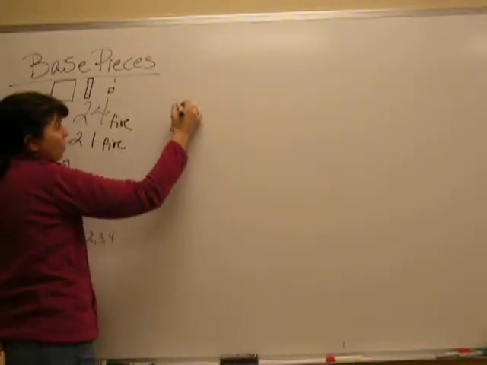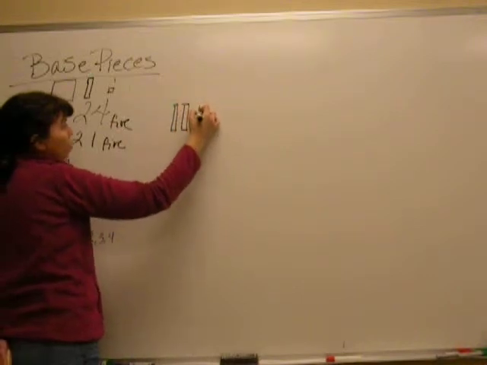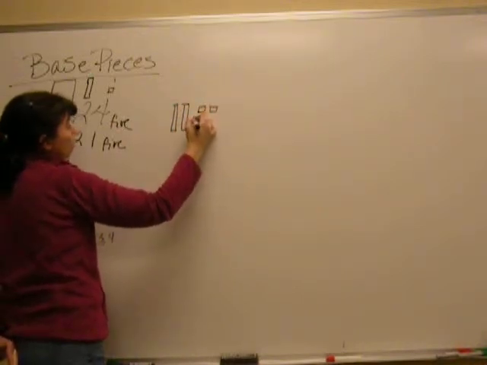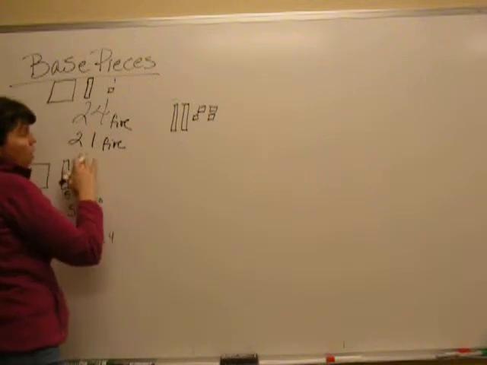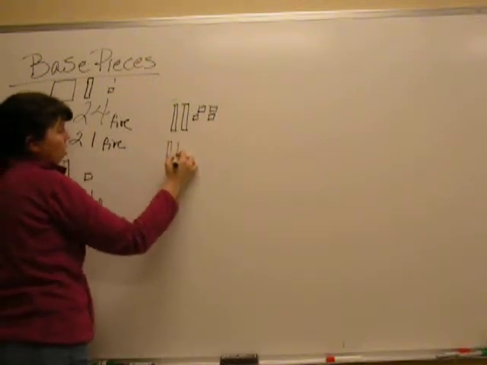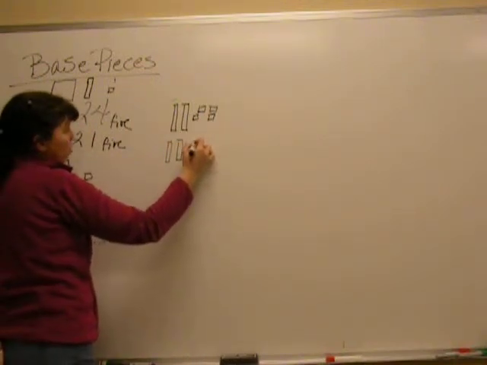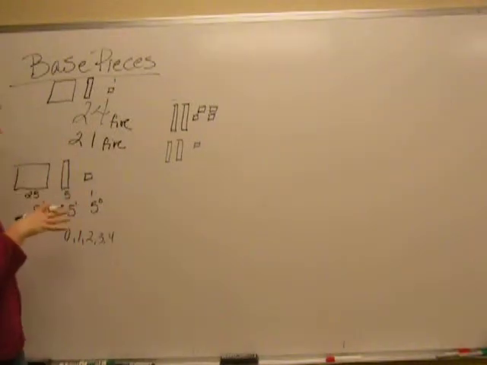So when I look at this, 2, 4 plus 2, 1, what that means is I've got 2 longs here and 4 little squares. And here I have 2 longs and 1 little square. Now when I add those, I'm going to put those together.